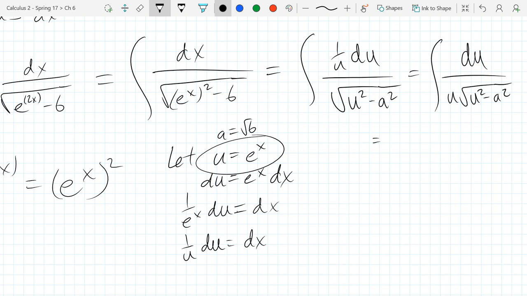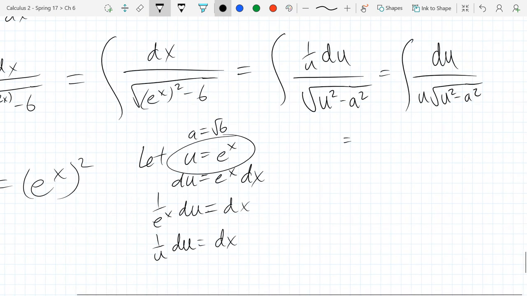So that one extra 1 over u, or 1 over e to the x, turns into a 1 over u. And then that becomes the u that we actually needed for this form. So that was a little bit tricky. That u wasn't really there before, and then we made our substitution and all of a sudden it appeared there. So now we're ready to go.